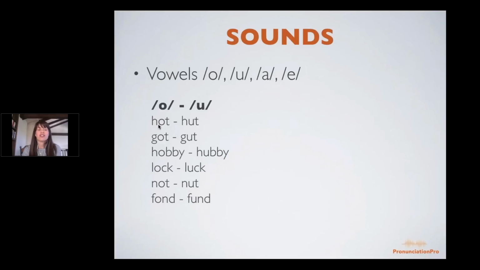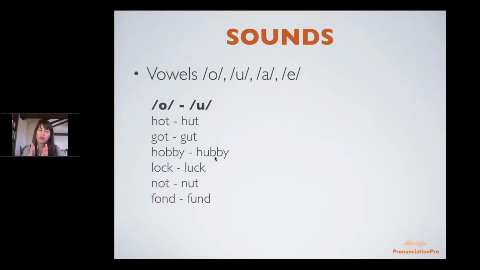Okay, so now contrast those. Hot. Got. Hobby. I'm not sure if I made it. Yeah, do that again. Hobby. Yeah, I'm struggling a little. Okay, so take the first part. Hub, hub, hub, hubby, hubby. Especially if it's more than one syllable.